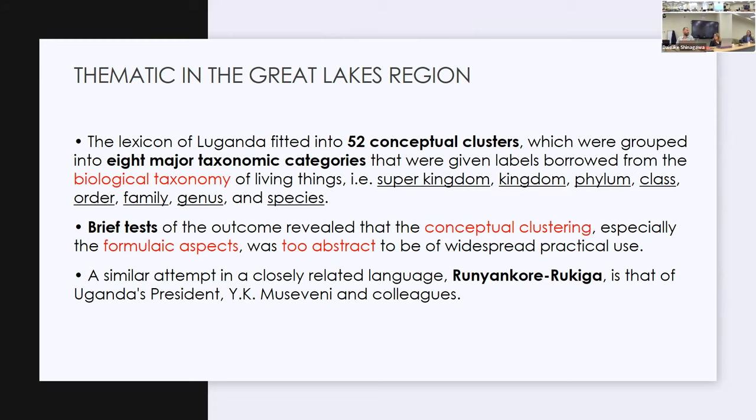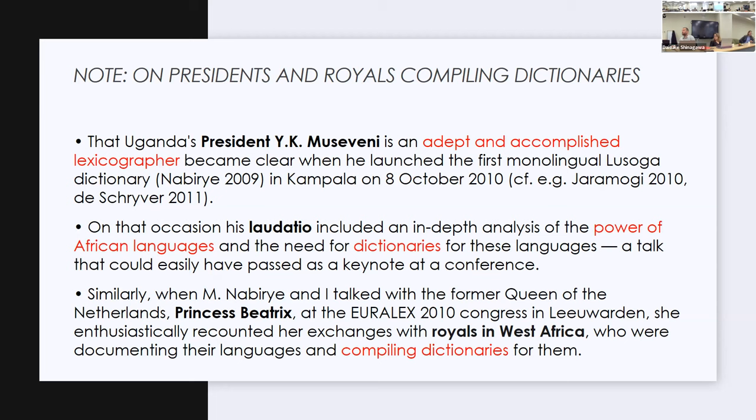Luganda taxonomy or scientific taxonomy. And then a similar approach was used by Yoweri Museveni for Runyankore Rukiga. I don't know if you know, but actually Museveni, the president of Uganda, is an adept and accomplished lexicographer. In one of the prefaces he did for a dictionary on Lusoga, he proved himself a worthy lexicographer. And one day at Euralex in 2010, I was talking to Princess Beatrix, the former Queen of the Netherlands. She also knew about lots of colleagues in West Africa, so royals for her, not colleagues, were also into language documentation. Just this is an aside.